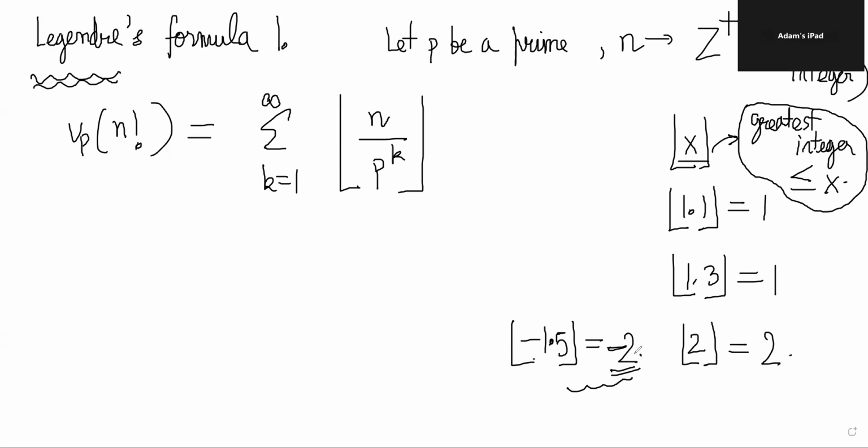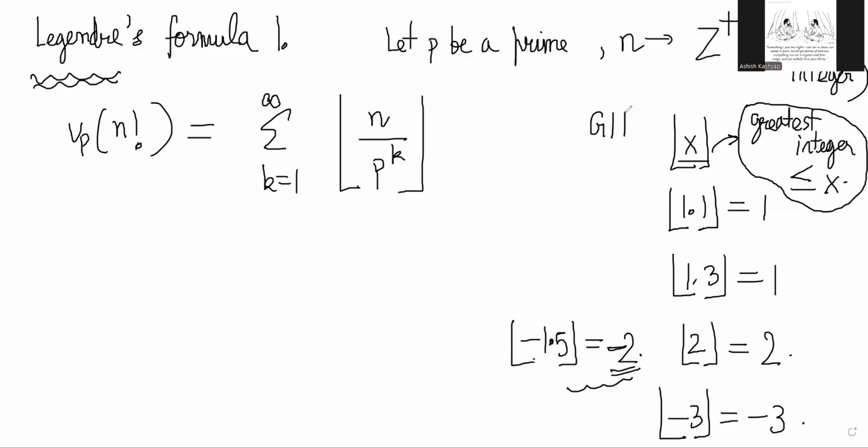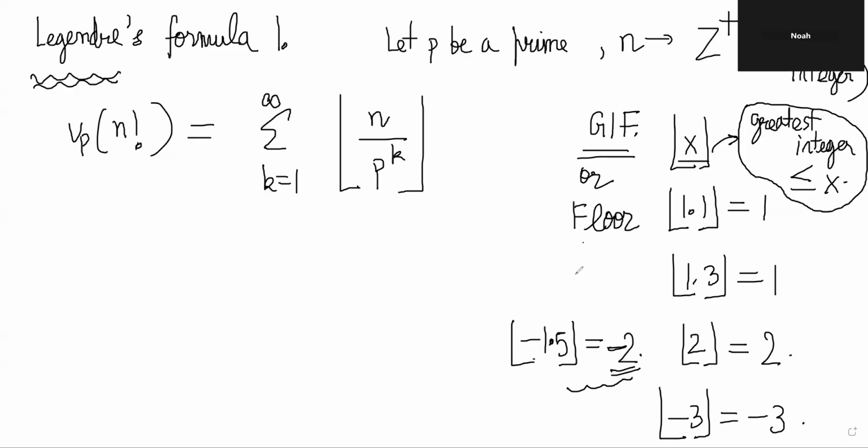Whenever you give integer inputs to a floor function, you get the same answer. For example, GIF of -3 is -3. This is also called GIF, by the way, greatest integer function, or floor function. So if I am saying GIF, I mean this only.